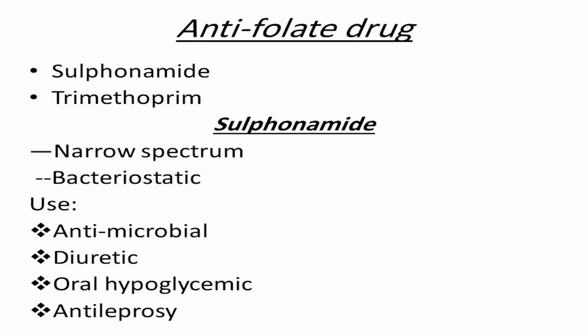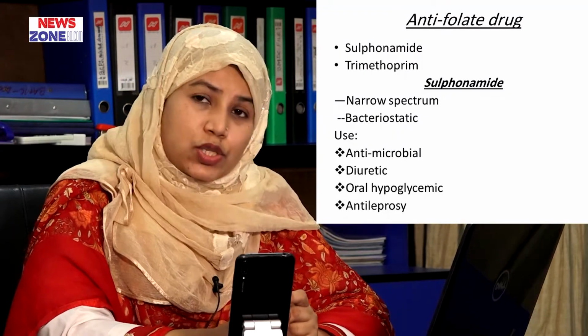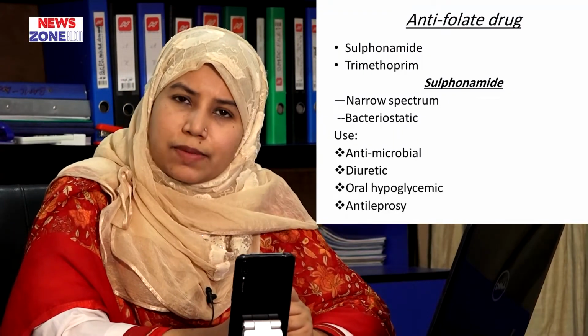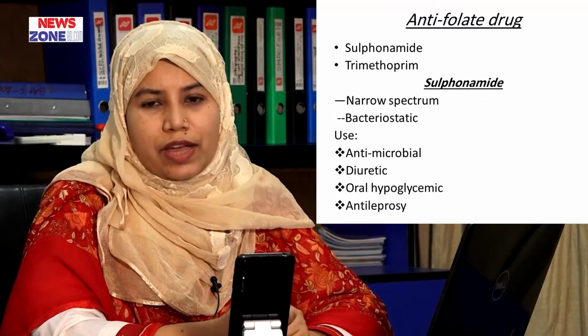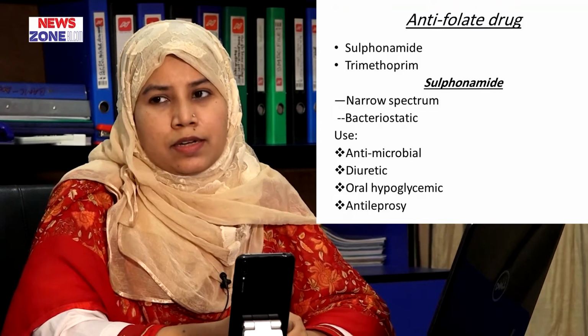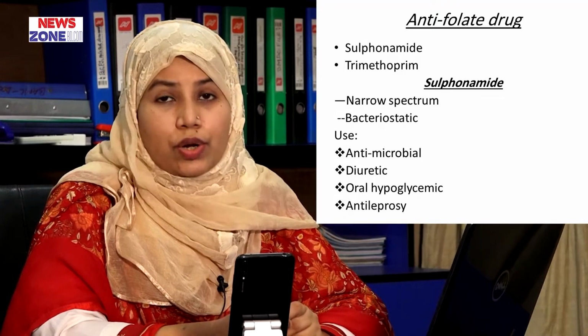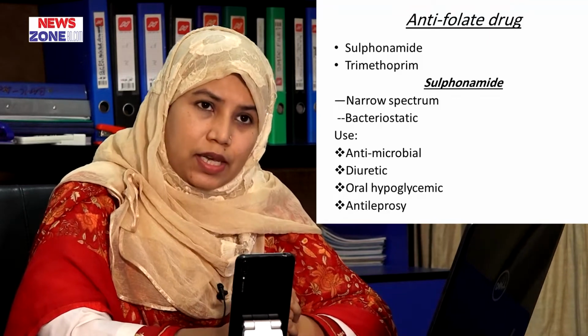Number 2, it can also be used as diuretics. Which type of diuretics? Carbonic anhydrase inhibitor diuretics are sulfonamide containing diuretics. Number 3, oral hypoglycemic. Which type? This is sulfonylurea. You have read this in your diabetes chapter. Sulfonylurea is an oral hypoglycemic drug that contains the sulfonamide group. And number 4, anti-leprosy. Its name is Dapsone.